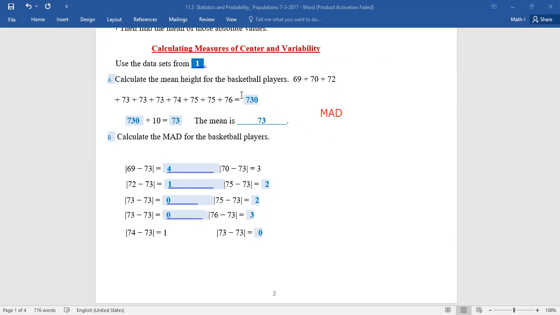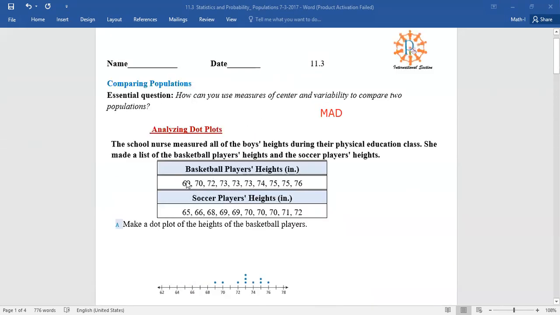Mean absolute deviation. So we already have a set of data, the first group, and we are going to calculate the mean. Do you remember how we can calculate the mean, Hassan? If you want to calculate the mean for any set of data, what do we have to do? We have to add all the numbers and divide by how many numbers there are. The set of data was 69, 70, 72, 73, 73, 73, 74, 75, 77.